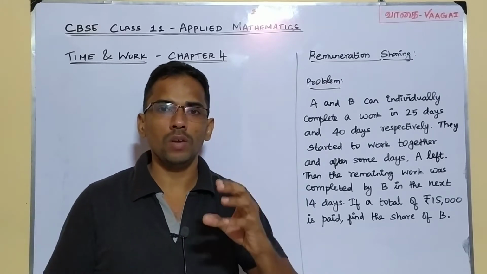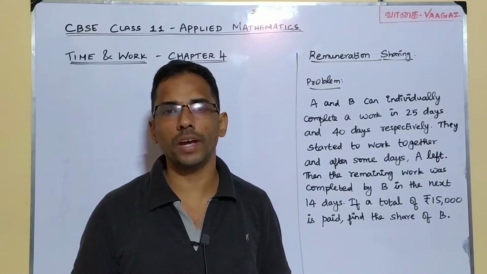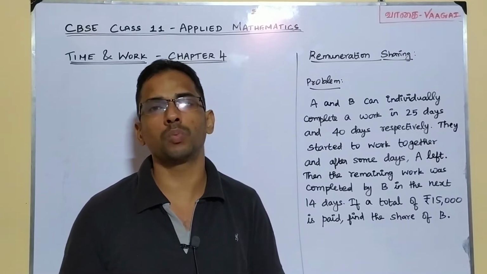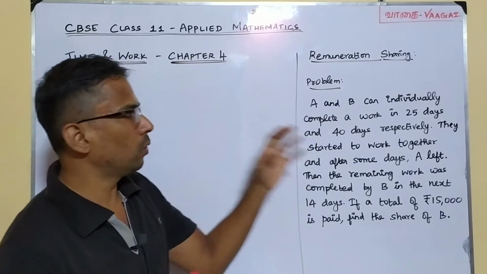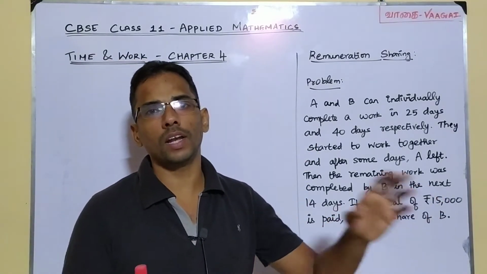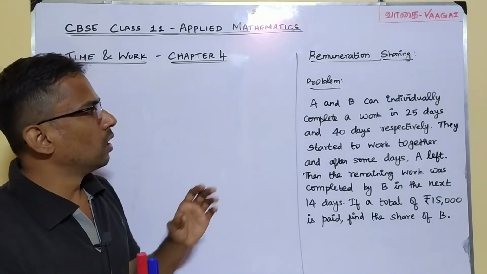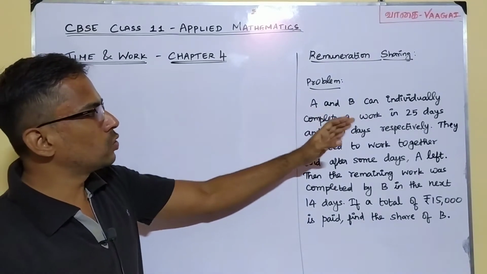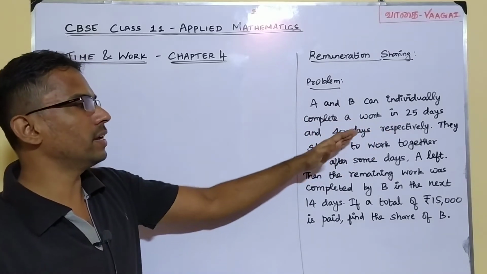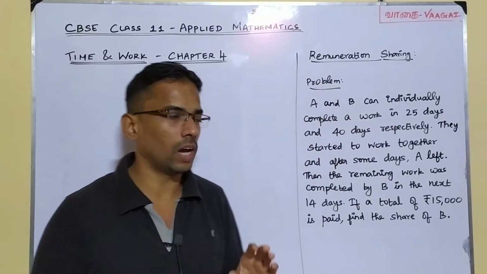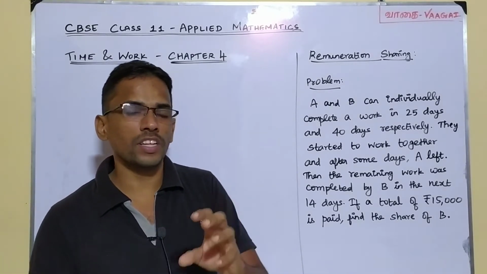If you get a question of this kind, what approach do you have to take in order to solve that problem? That's what we are going to see here in this session using a good problem. We'll directly get into the problem. Our question is: A and B can individually complete a work in 25 days and 40 days respectively. So we have a very big question, it seems. Let's try to understand the question in each and every part.